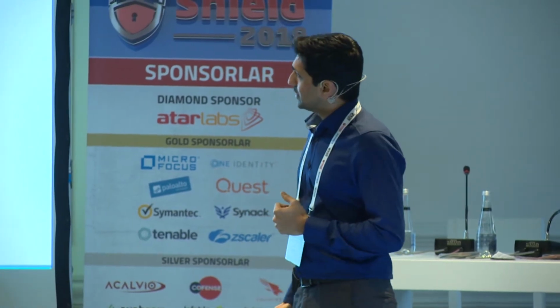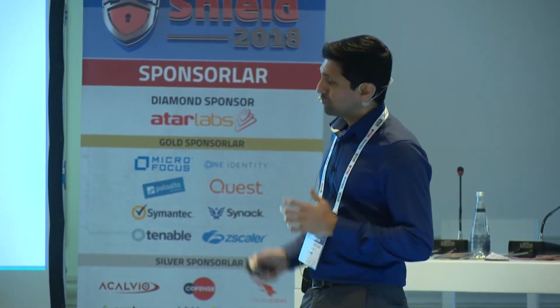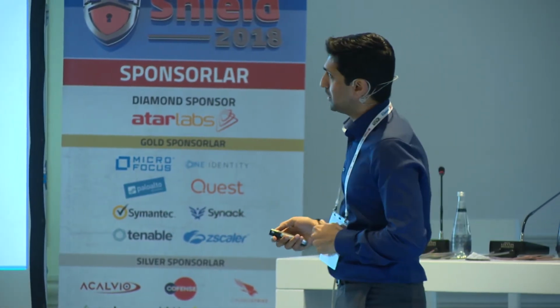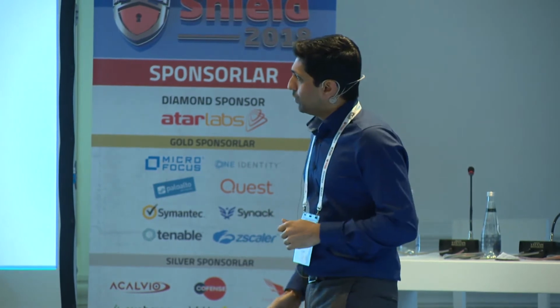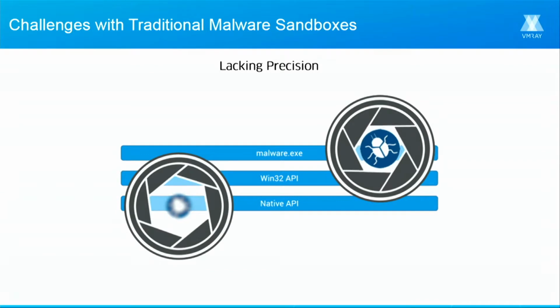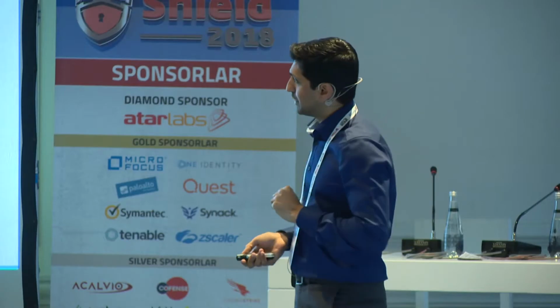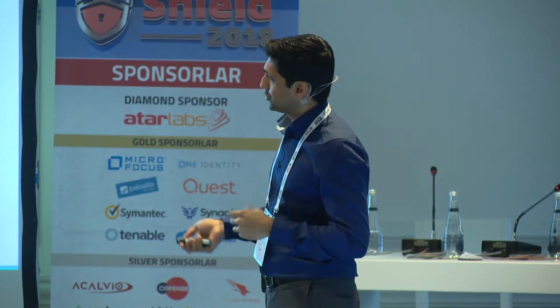And then the last point I want to make here is precision, right? Your sandbox should be able to monitor malware at different levels of granularity. So if you want a very high level overview, you should be able to get it. If you want a very detailed overview of the behavior of the sample, you should be able to do it as well. With most traditional malware sandboxing technologies, you cannot automatically adjust the level at which you monitor the sample, right? So they lack precision.